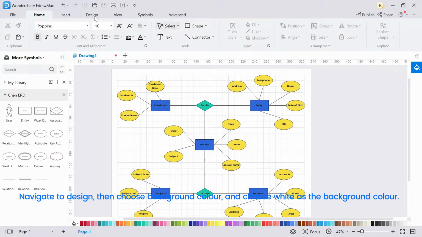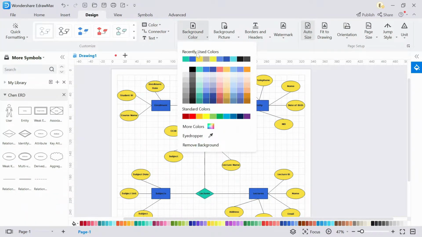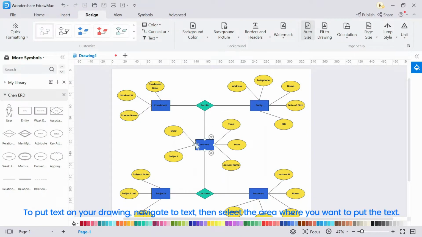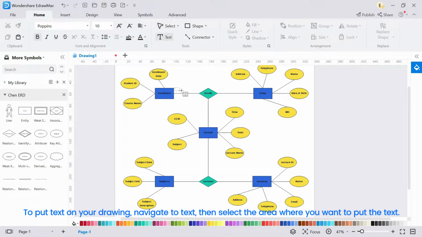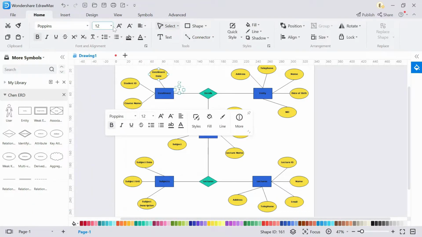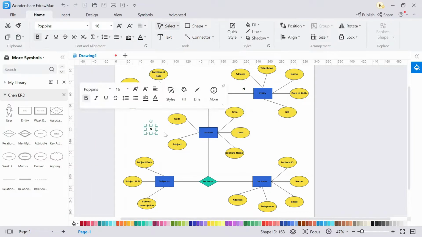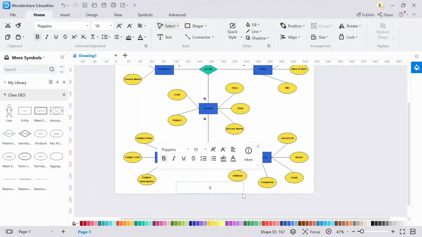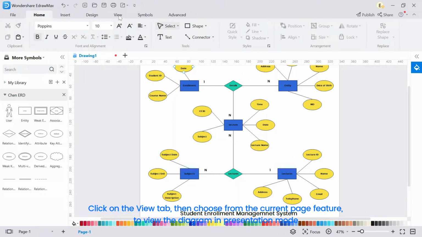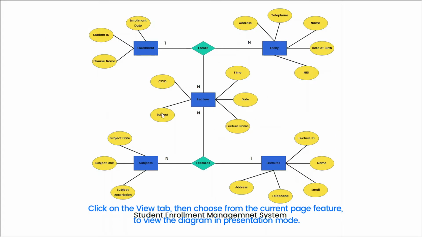Navigate to Design, then choose Background Color and choose white as the background color. To put text on your drawing, navigate to Text, then select the area where you want to put the text. Click on the View tab, then choose from the Current Page feature to view the diagram in presentation mode.